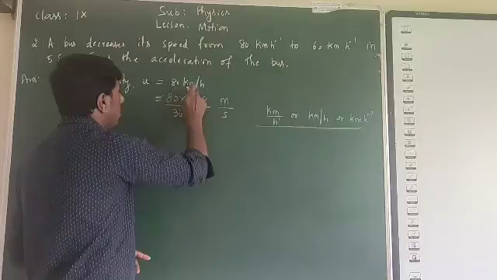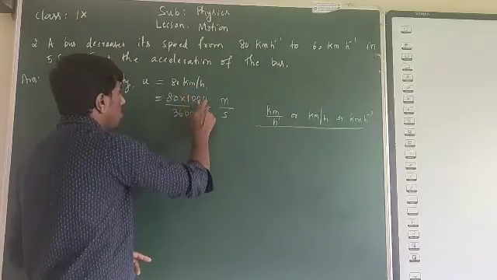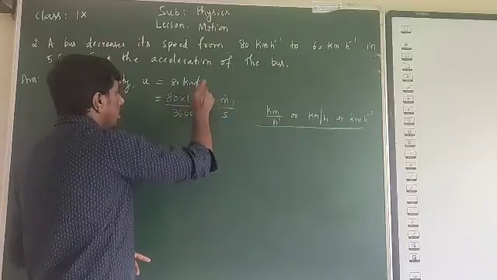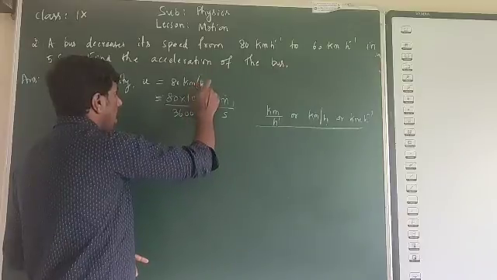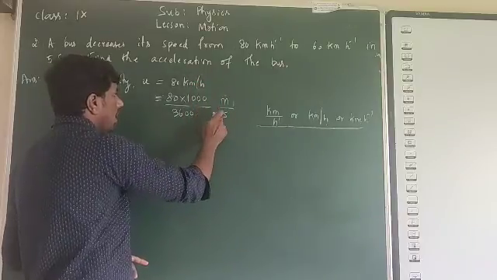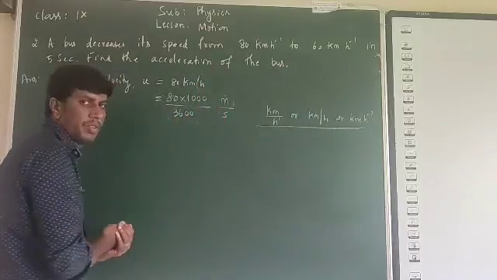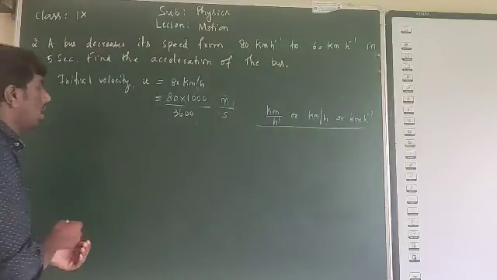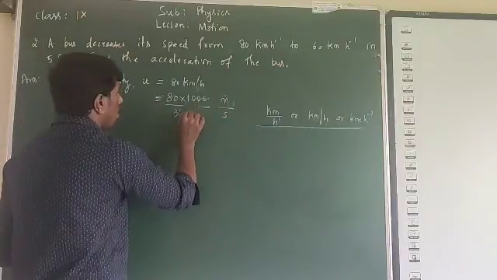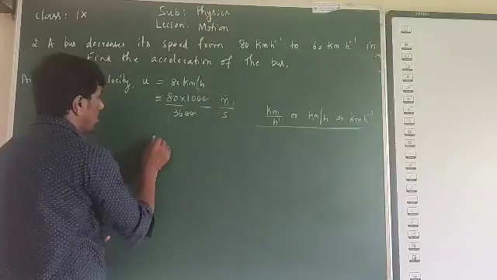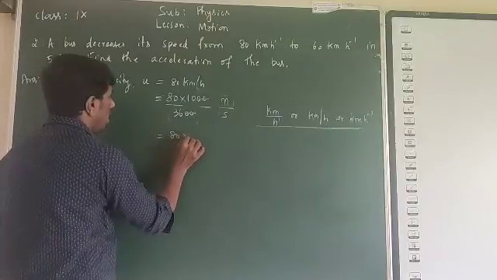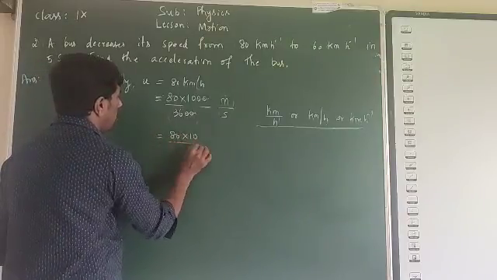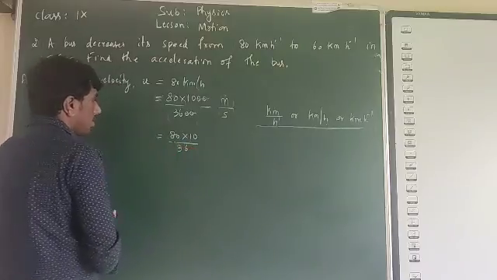Now it is in meter per second. Initially it was in kilometer. I have multiplied with 1000, therefore it is in meter now. In the denominator it is in hour. I have converted it to seconds, therefore 3600 seconds. Okay. Now 20 will get cancelled. What is remaining? 80 into 10 divided by 36.